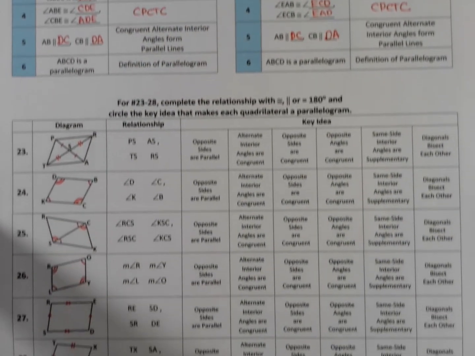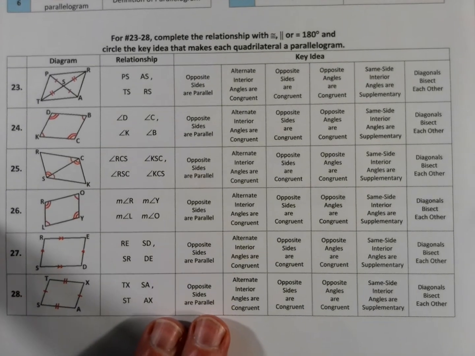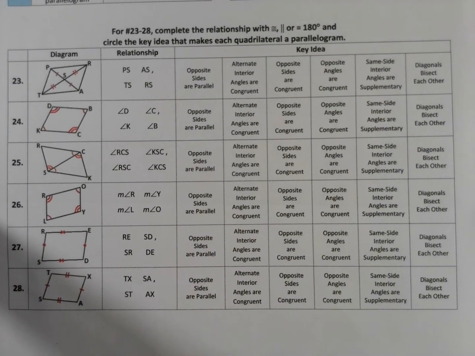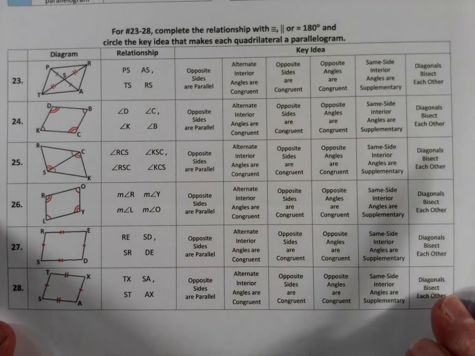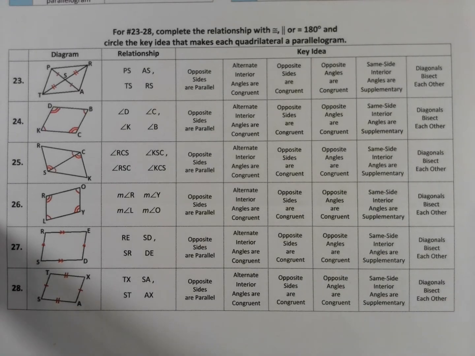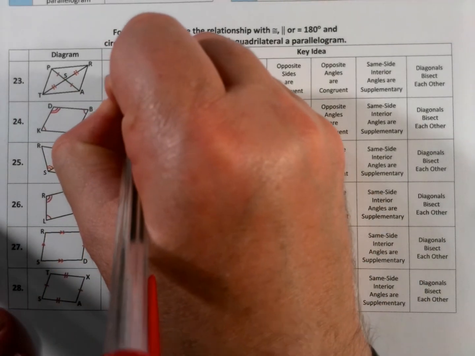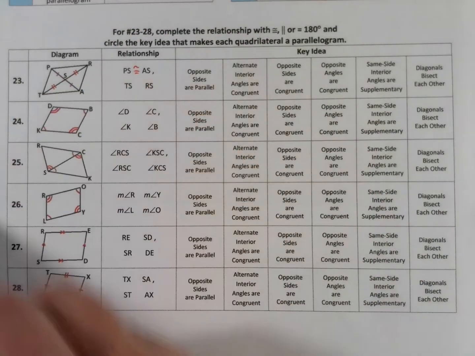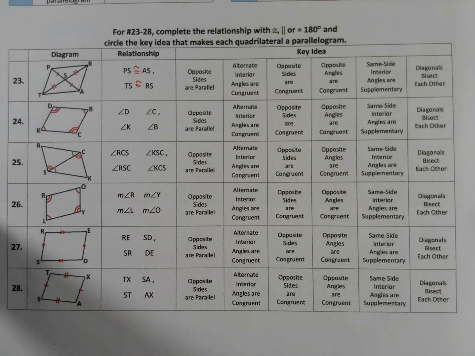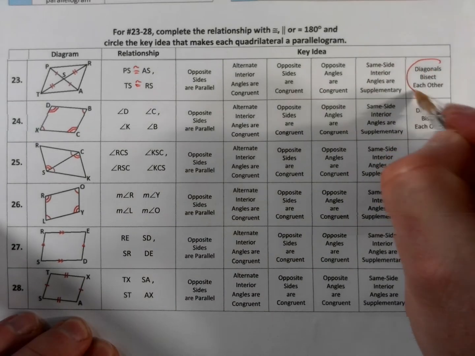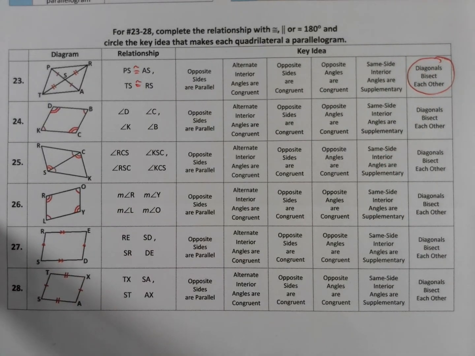Numbers 23 to 28 were to complete the relationship with congruence, parallel, or equals to 180. Circle the key idea. So number 23, notice we have PS. That's going to be congruent to AS. TS is congruent to RS. So the reasoning for this happening is because your diagonals are bisecting each other.